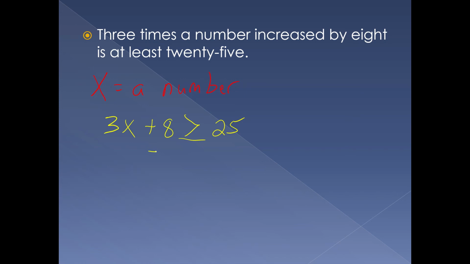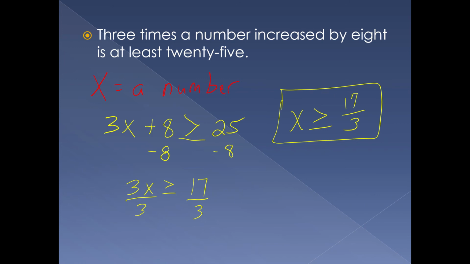We then subtract 8 from both sides, and we get 3x greater than or equal to 17. And then we divide both sides by 3, and we get x is greater than or equal to 17 thirds. You could make this a mixed number if you want to, but you don't have to. That is a simplified fraction, so we are done.